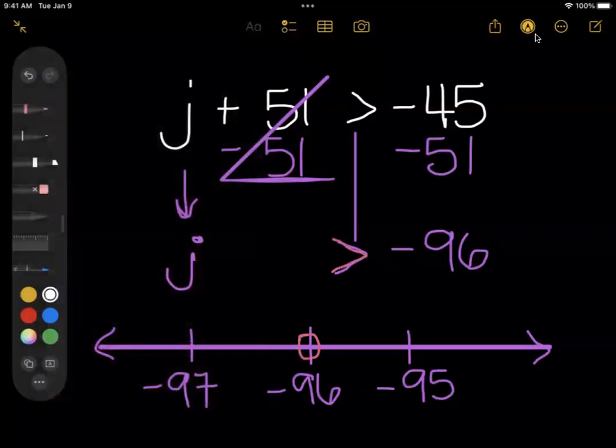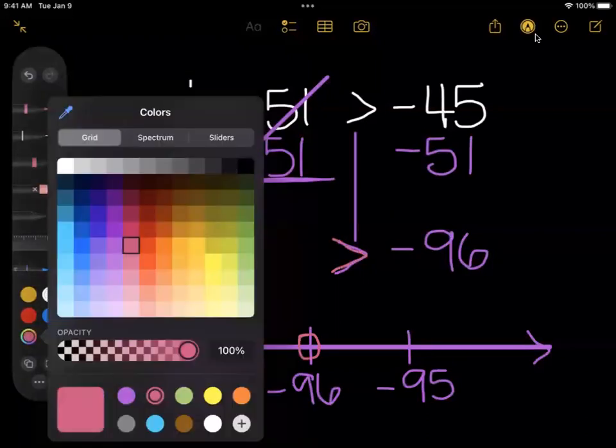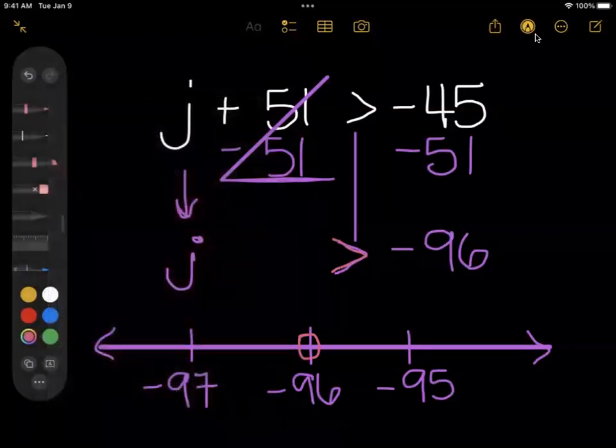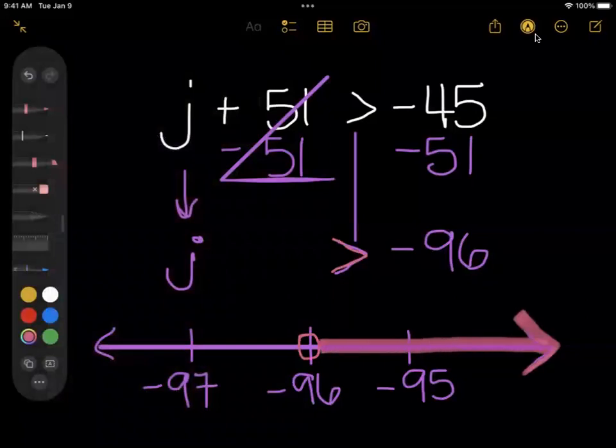Now I need to shade in the direction that the answers would be, and it would be anything that's greater than negative 96. So I'm going to shade in everything on the number line that is greater than negative 96.